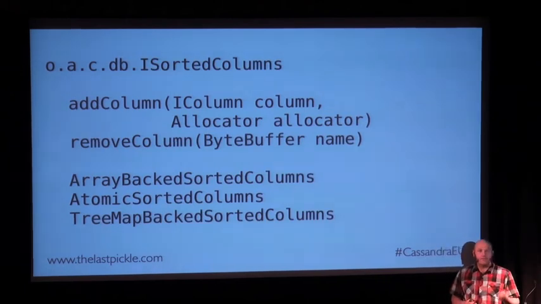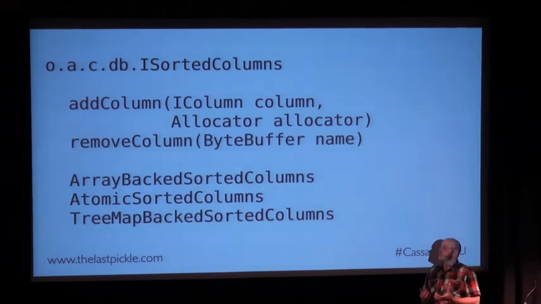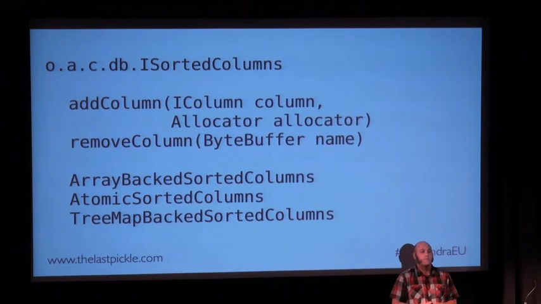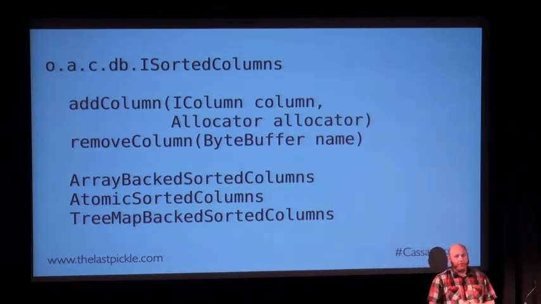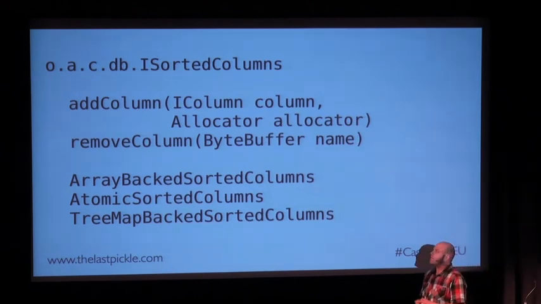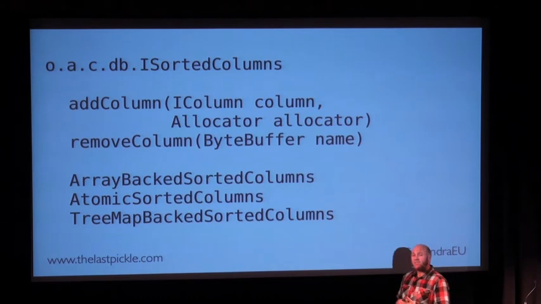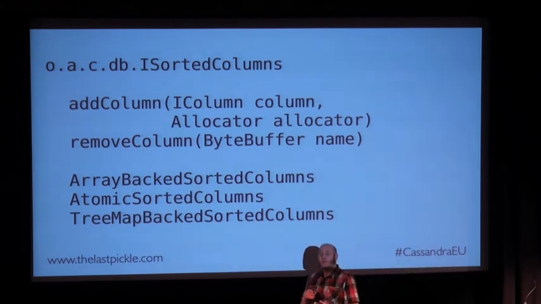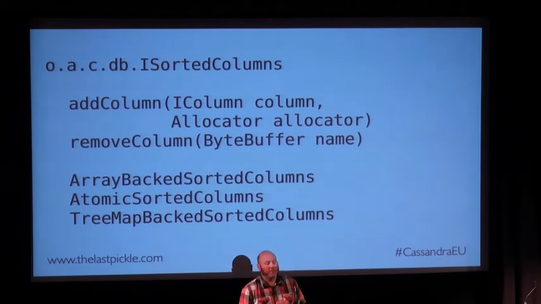But finally, the idea of here are some columns in a list, in a collection, is abstracted down to ISortedColumns. A bunch of add and remove functions on it. And we've got a few implementations. The array-backed sorted columns is a fast thread-unsafe structure. It's used on the read path only. That's where we know that there's only going to be one thread accessing it.